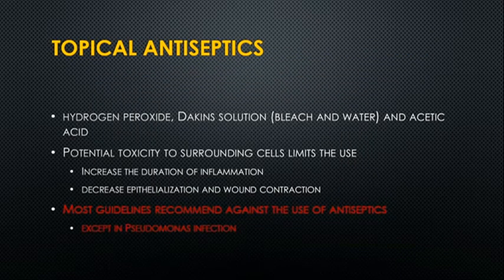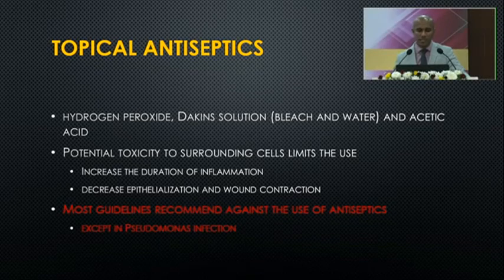So a small word about topical antiseptics. Now these are things we use in different situations, things like hydrogen peroxide, bleach, and acetic acid. They have been used historically, they have their role, but they also have a potential toxicity to the host cells. They increase the inflammation and decrease epithelialization. So be careful when you use them.